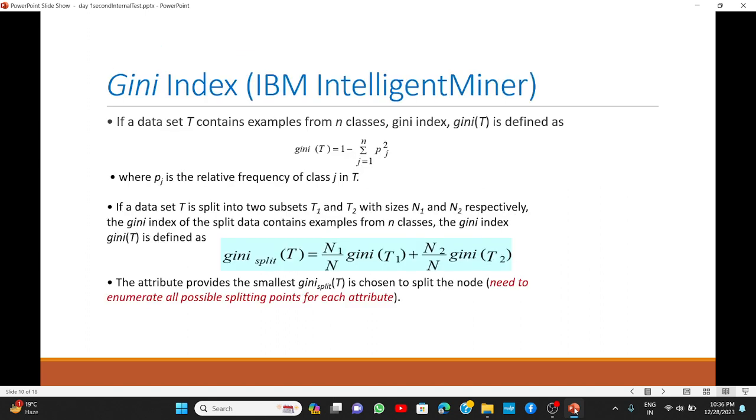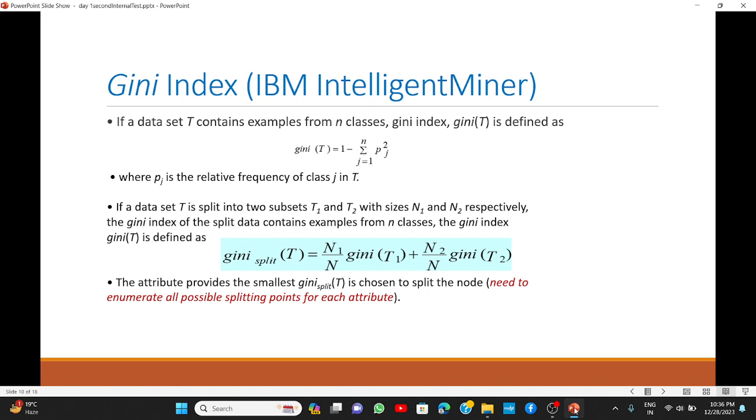Gini index. If a dataset T contains examples from n classes, then the Gini index, Gini of T, is defined as Gini of T equal to 1 minus summation of j equal to 1 to n of pj square, where pj is the relative frequency of class j in T.